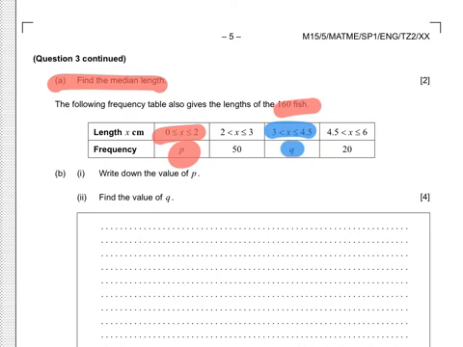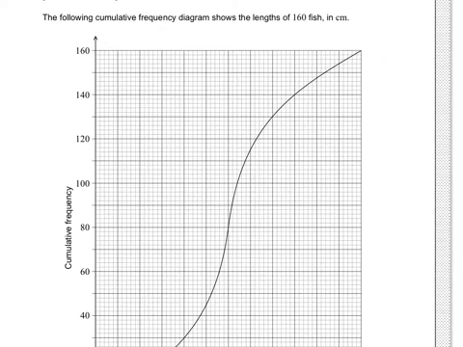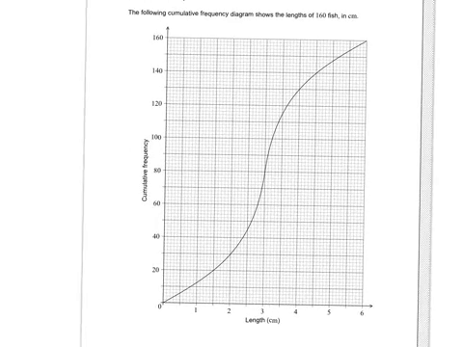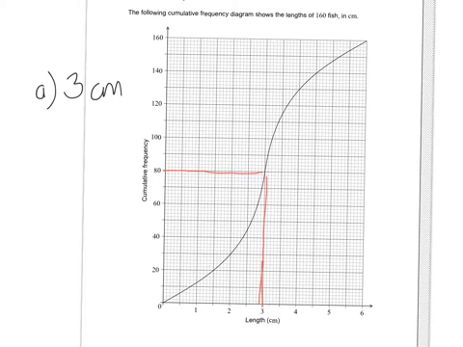So, watch out for that. So, to find the median length, I have to go back to the graph. There's 160 fish on this graph, so the median is the 80th fish. There's the 80th fish. And he's 3 centimetres long. So the answer to part A, which you should write on the following page, but I'm going to write here because of the way my app works, the median is 3 centimetres. So the middle fish is 3.